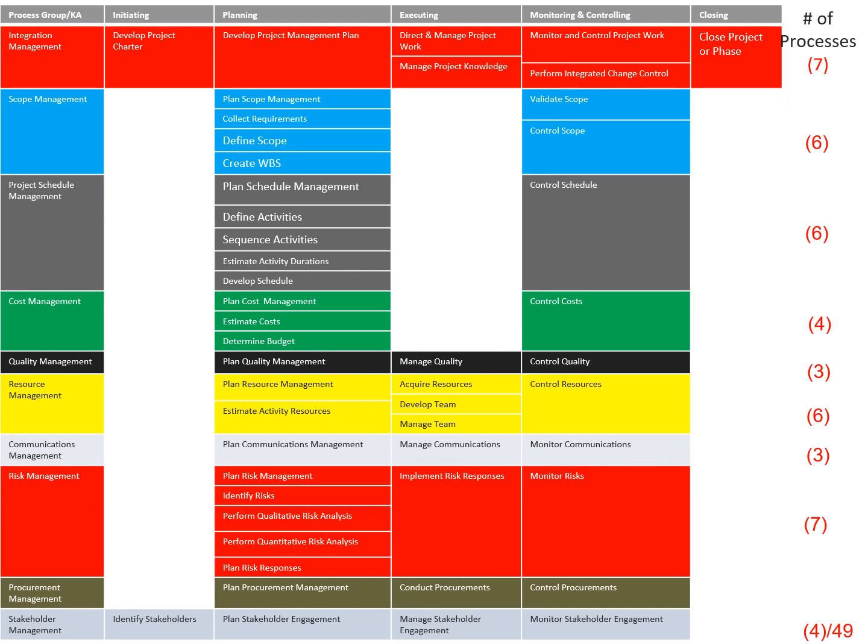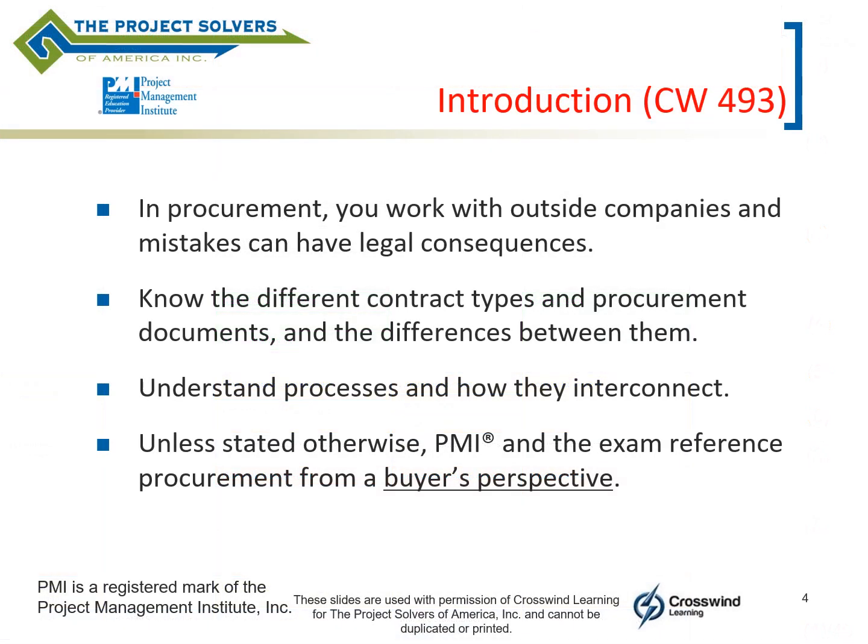Here's the process group knowledge area matrix, and you'll see procurement management is second from the bottom there. 3 processes, 1 in planning, 1 in executing, and 1 in monitoring and controlling. When we're talking about procurement, we're talking about working with an outside company. Therefore, you've got a contract in place, and any kind of a mistake can ultimately have a legal consequence.